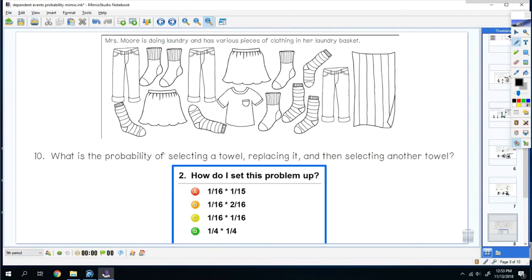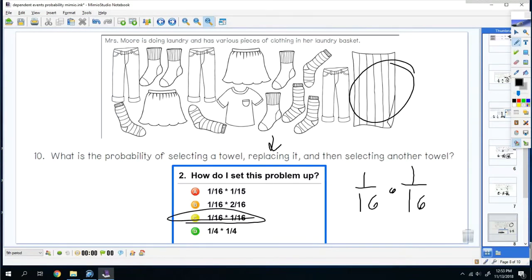And number 10, what's the probability of selecting a towel, replacing it, and then selecting another towel? So it means you put it back. So there's only 1 towel, so that'd be 1/16. And then you put the towel back, and then getting the towel again is 1/16 as well. So the answer would be C.